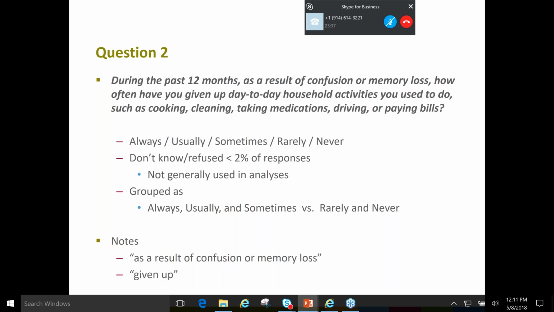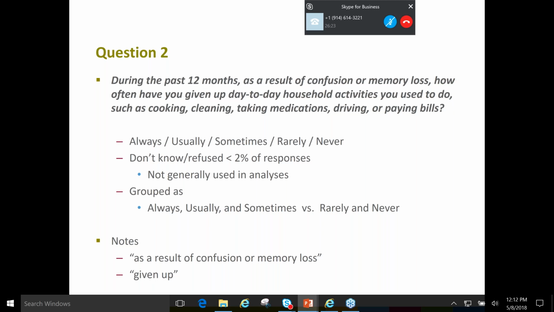So for question 2: During the past 12 months, as a result of confusion or memory loss, how often have you given up day-to-day household activities you used to do, such as cooking, cleaning, taking medications, driving, or paying bills? And this is a 5-point response. A respondent can answer always, usually, sometimes, rarely, or never. They could also answer don't know or refuse the question, which was less than 2% of responses for this question. And again, we don't usually include those responses in the analysis of this question. When we do analysis here at CDC, we group these responses always, usually, and sometimes versus rarely and never.